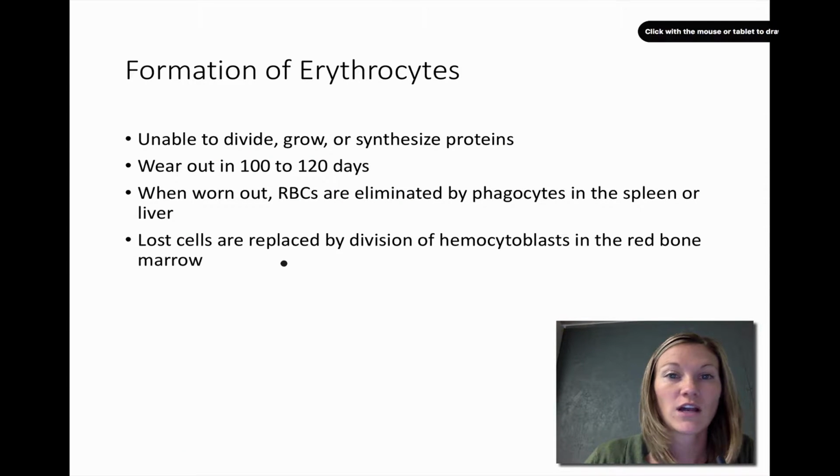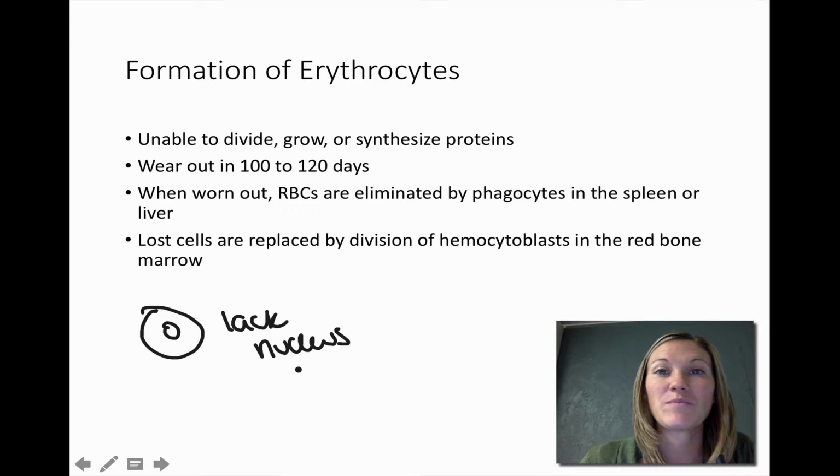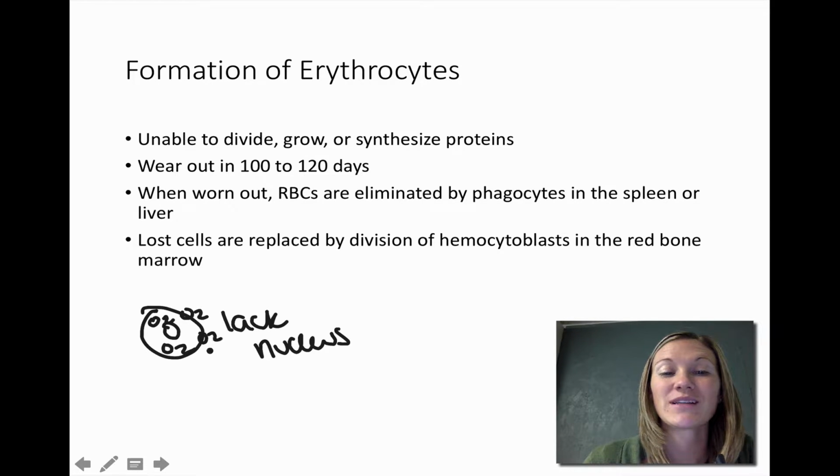So the formation of erythrocytes: basically you have your red blood cells, which are those biconcave discs, and you'll see that they lack a nucleus. This ends up being a really big deal. It is beneficial to not have a nucleus because it allows you to carry more oxygen on each red blood cell, but it ends up being a detriment because cells don't live forever.